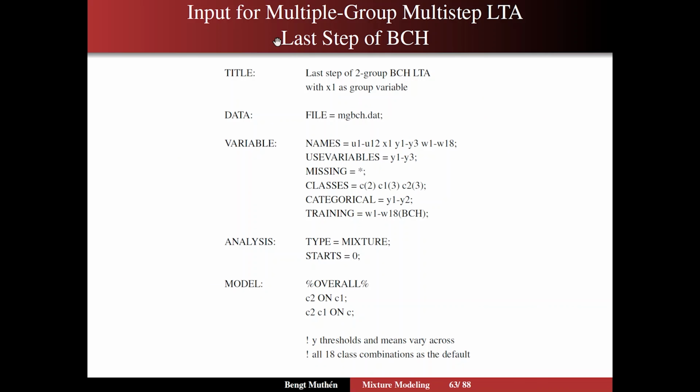Slide 63 then, last step of BCH. Here is the data set, here are the variables in the data set, and we're going to use Y1 through Y3 here, and training data. And categorical is Y1 and Y2, and Y3 is continuous. X1 is not included here now on the indicator list. And we have C on C here in the overall model, where the Y thresholds and means vary across all the 18 combinations as the default. So 3 times 3 is 9, times 2 is 18, 18 combination classes.